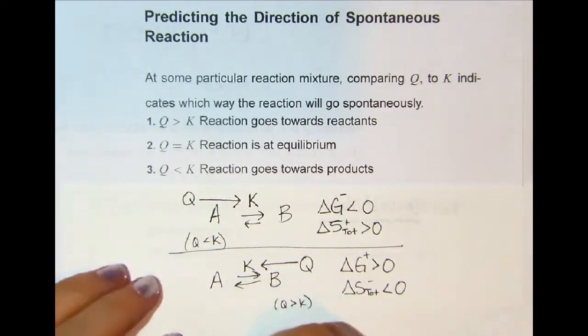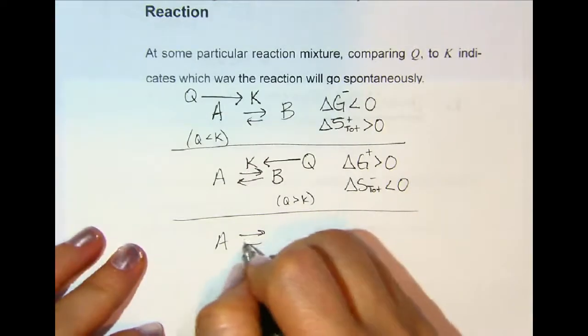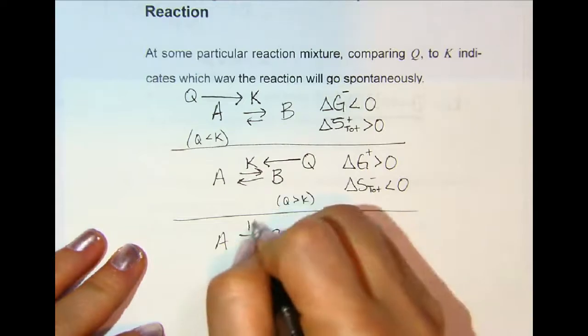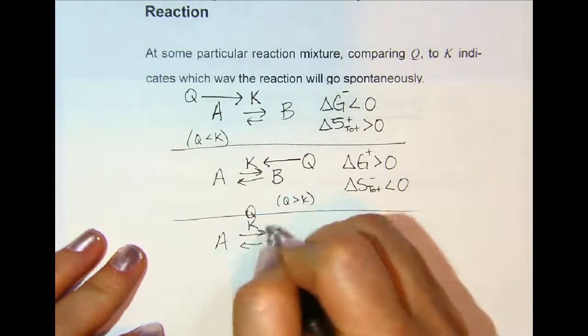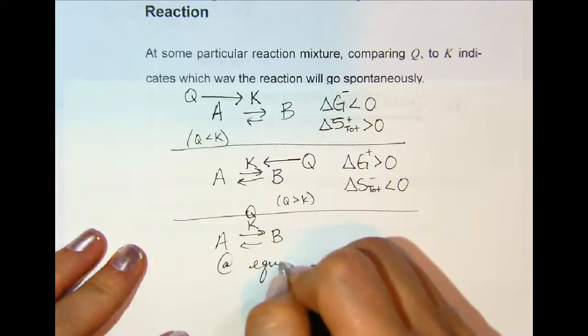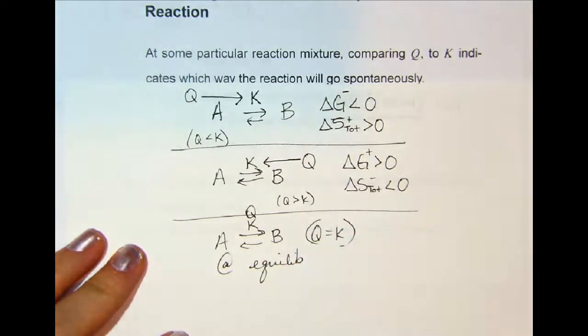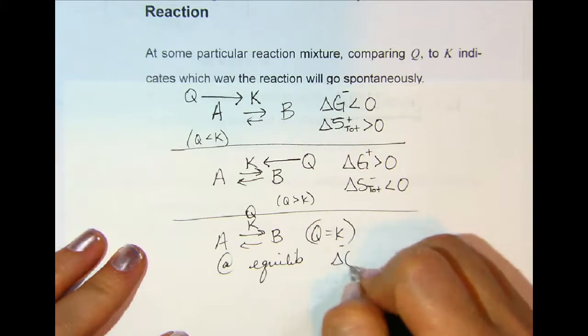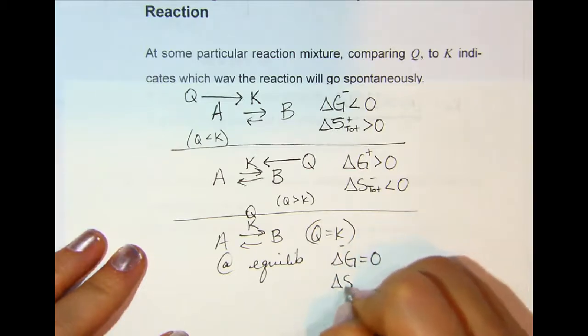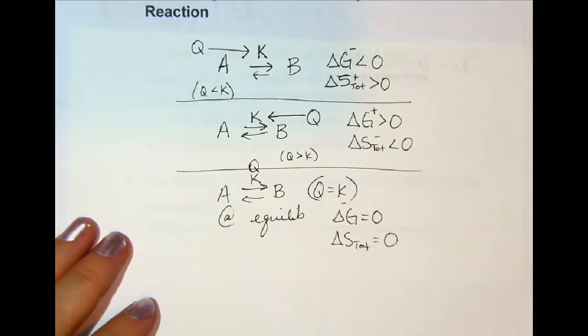If Q is equal to K, so A yields B, and here is K, and Q is also here, then we know that it is at equilibrium already. Q equals K means we're already at equilibrium. This means delta G is equal to 0 and delta S total is equal to 0. And so there are your three scenarios.